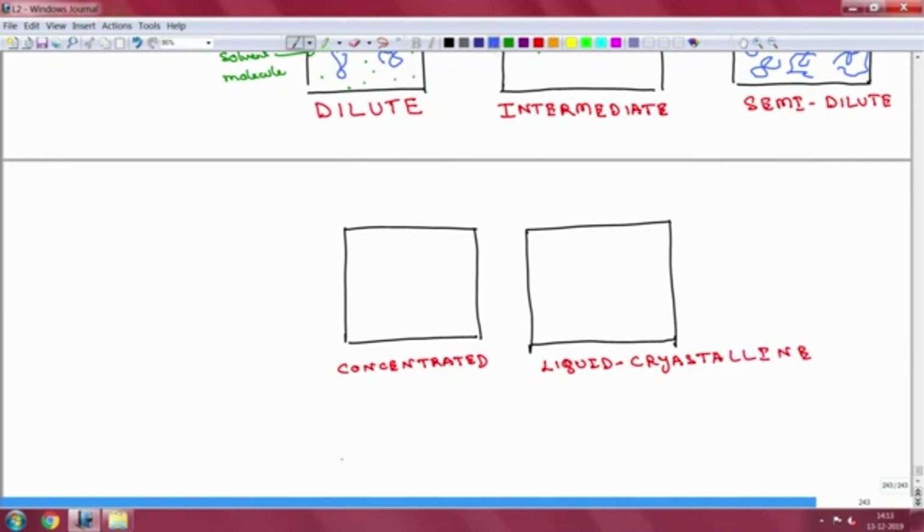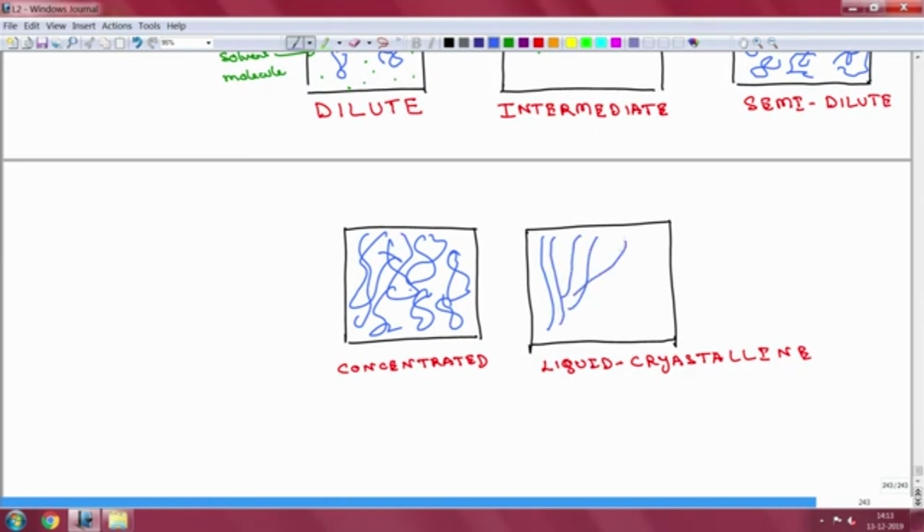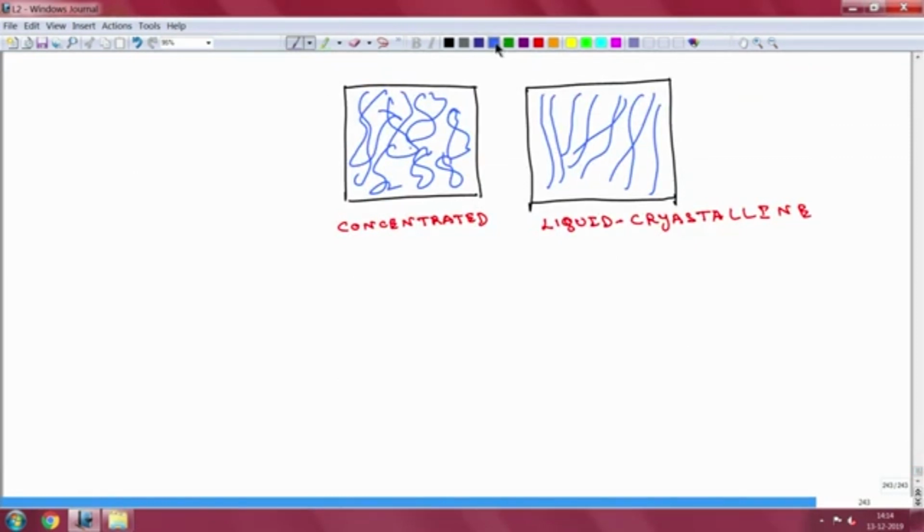In this concentrated case, you have a much larger number of polymer molecules, but they are still scattered in an isotropic way. In the liquid crystalline, certain order can start to emerge in the system. Okay. So, the polymer molecules, they are very large in number, but there is some amount of anisotropy that has started to come about. So, just to write it down.